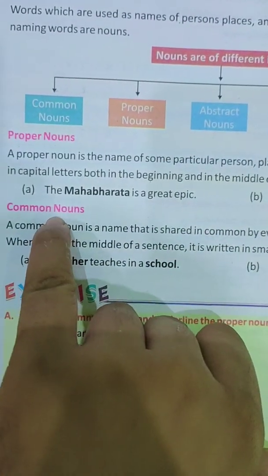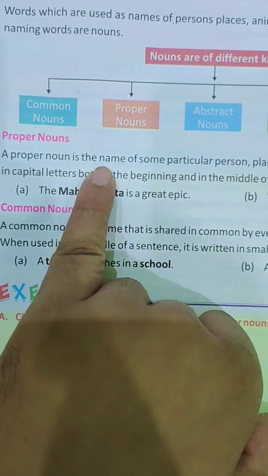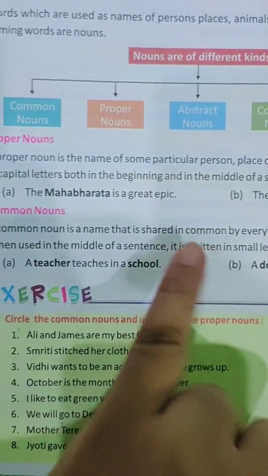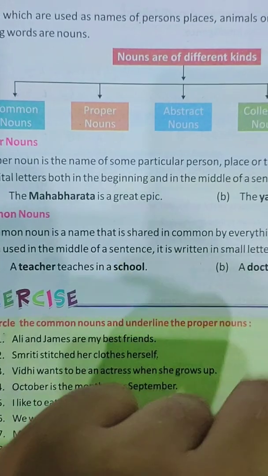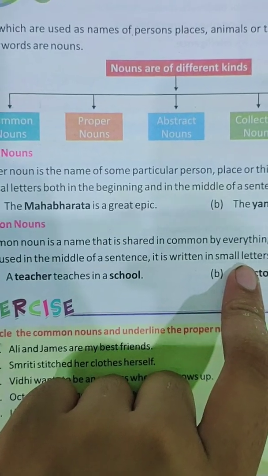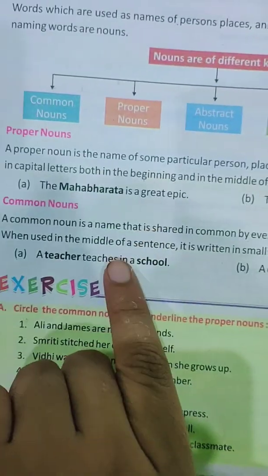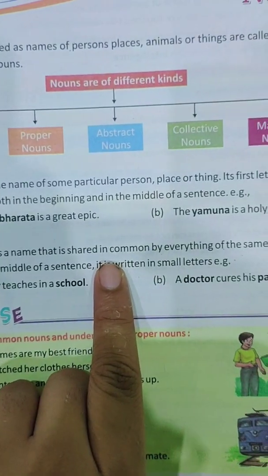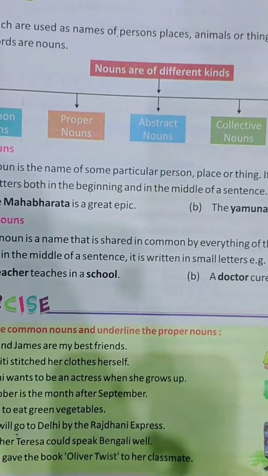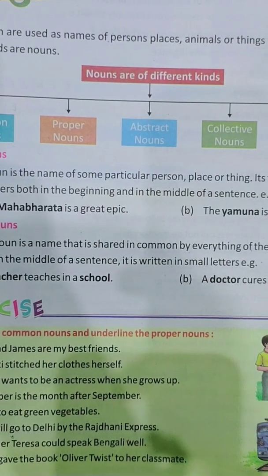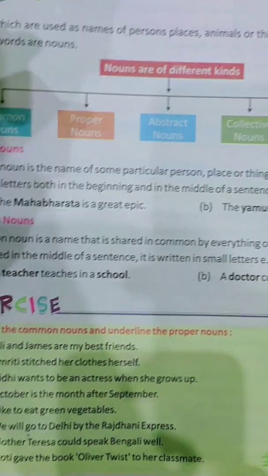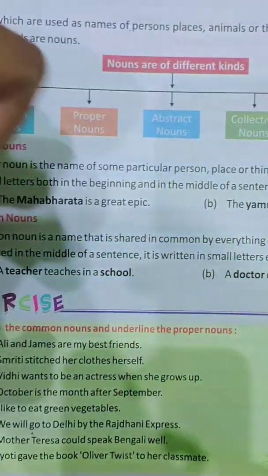Next, common noun. A common noun is the name of a person, place, animal and thing in general. That means in a common noun, the name is shared in common by everything of the same class or kind. Suppose if I say teacher, it can be a science teacher, a Hindi teacher, an English teacher, a math teacher, or a computer teacher. But if I say the word teacher, it makes a combination of everyone.